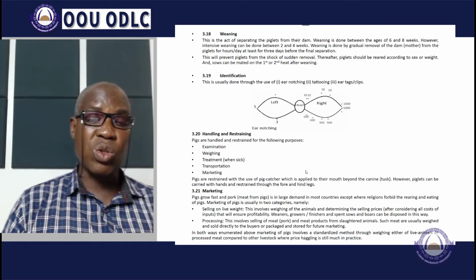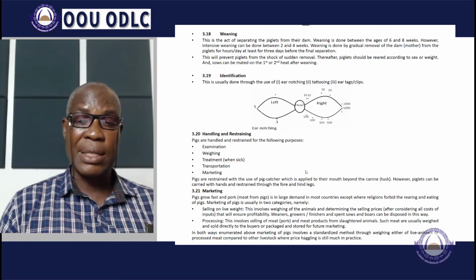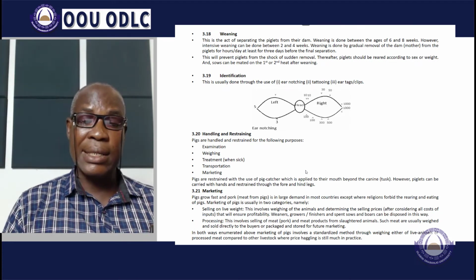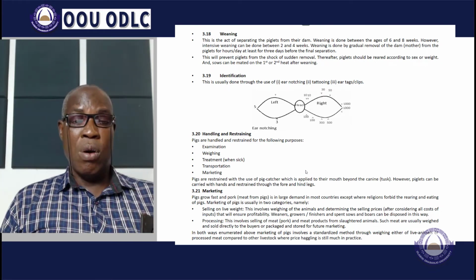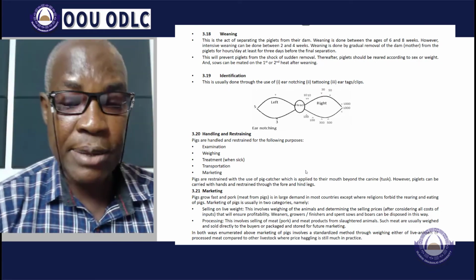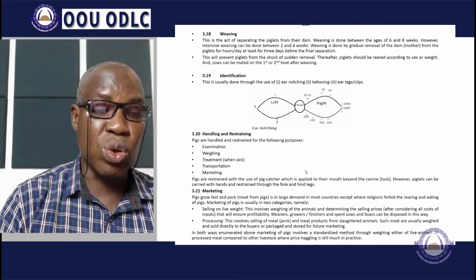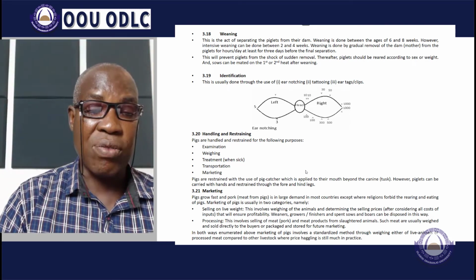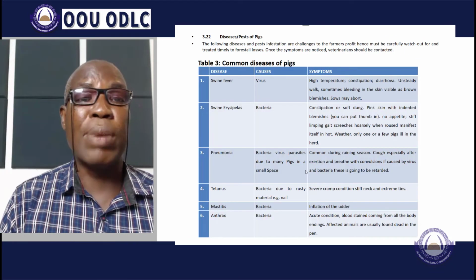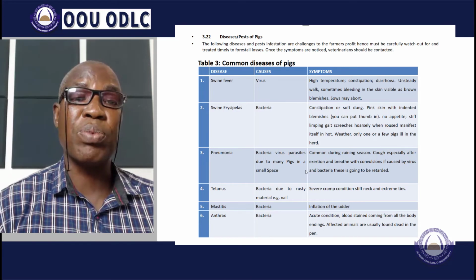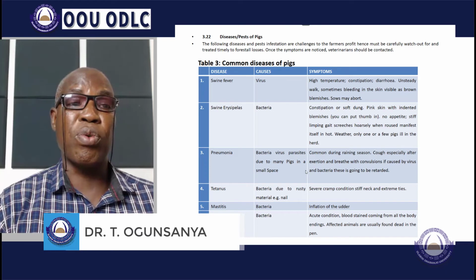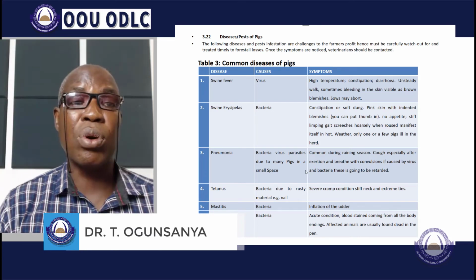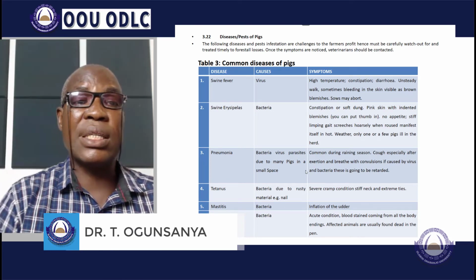Then they can also process, that is, we slaughter the animals, and then sell the meat, that is pork, and the products from there. So it is very important to know those two ways that we can use. And of course, at the beginning, I did mention that if you don't have a good market, don't go into pig production, because it is of no good reason for you to produce your animals and not be able to market.